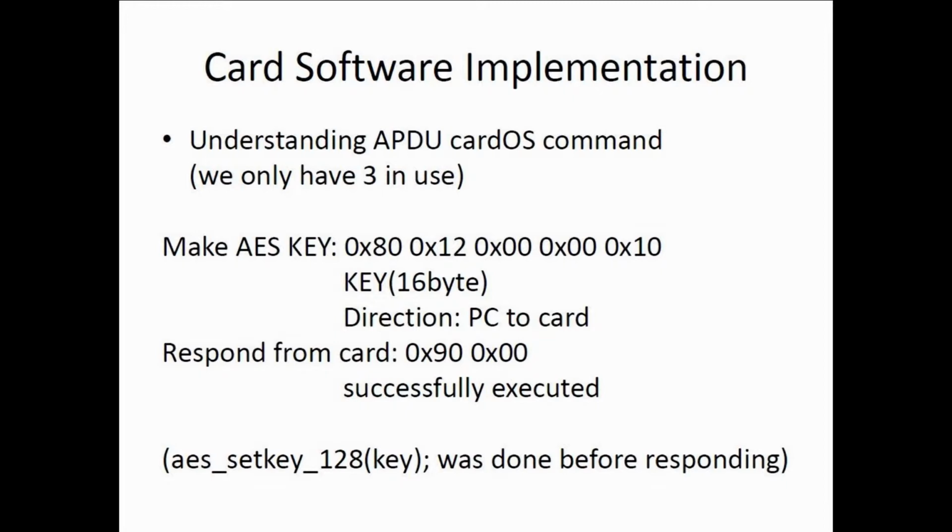Make AES key. The PC will send a command in byte order of hexadecimal 80, 12, 0, 0, 10, and send 16 bytes of secret key. If there was a response from the board of 2 bytes, 90 and 0, it means the command executed successfully. Definitely, the board needs to really set the key with the function AES set key 128 key for our case before the response.